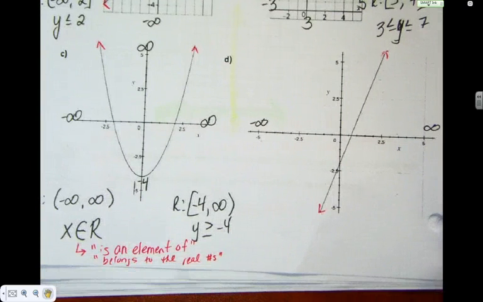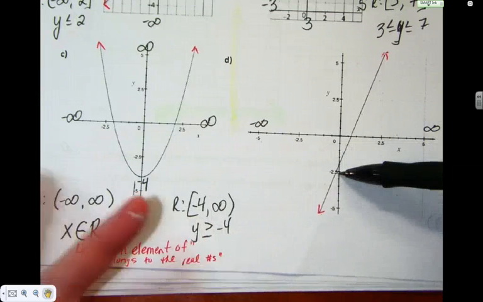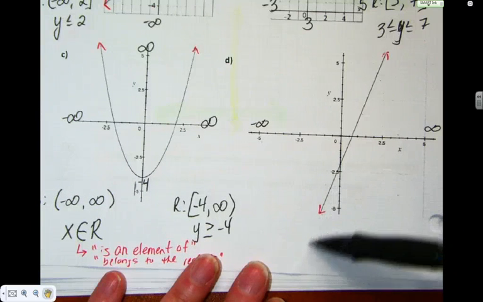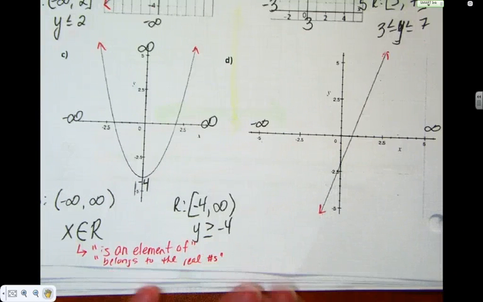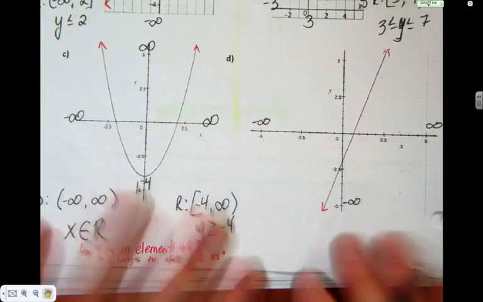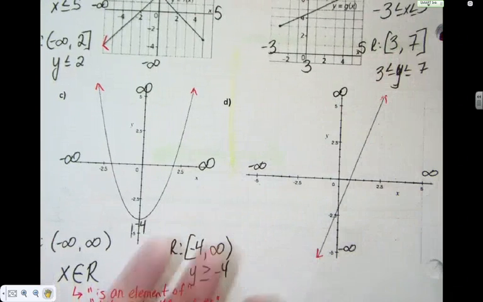Range, we're going to look down, and then we're going to look up. Is the graph at negative 1? Graph at negative 2.5? Graph at negative 5? Well, this doesn't stop. The arrow keeps going. So what's the lowest possible value on the y-axis? Negative infinity. The highest arrow up here means infinity.